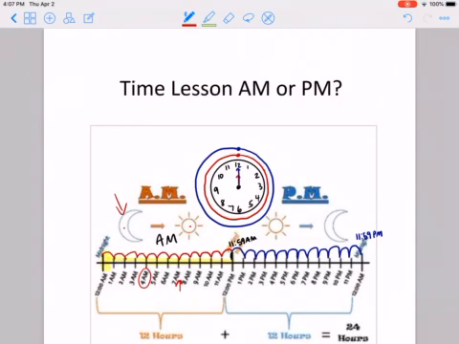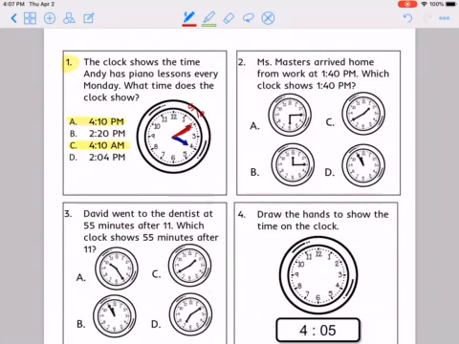4 p.m. would be after school, so it would be p.m. So Andy's going to piano lessons at 4:10 p.m.